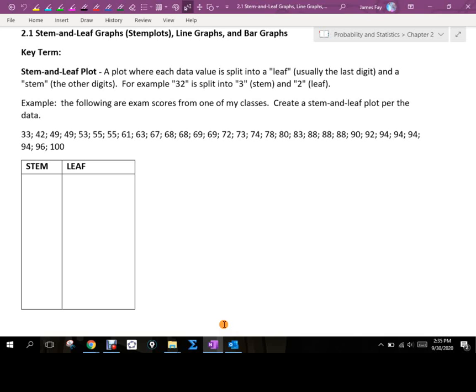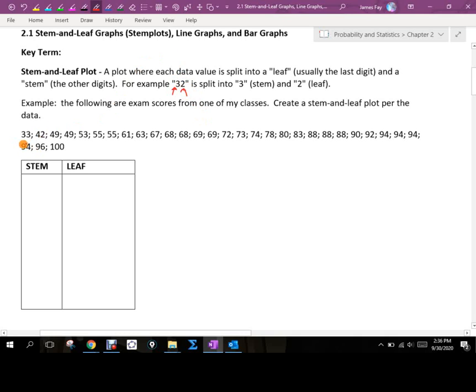The stem is the larger unit or place value, and the leaf is the unit place. So if I'm looking at 32, the tens place is going to be my stem, and the ones place, or my units place, is going to be my leaf. Is that okay with everybody?